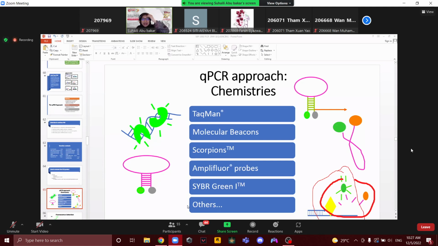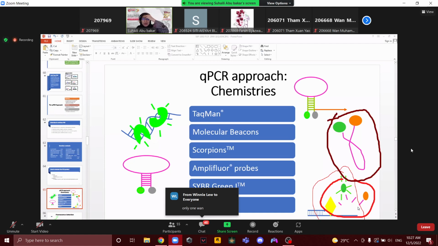Before the binding. Saya sambung sikit. Sebelum dia bind to the DNA, what is the structure of TaqMan? Yang itu, thank you Wan Muhammad Daud. Betul ke Wan Muhammad Daud? Ada lagi seorang Wan Muhammad, Wan lain. Ada lagi seorang, kan? Okay, yang ini yang go circle first ni, once dia only one. Okay. Only one. Okay. Alright, thank you, Winnie. Okay, so thank you. You matched that one already.